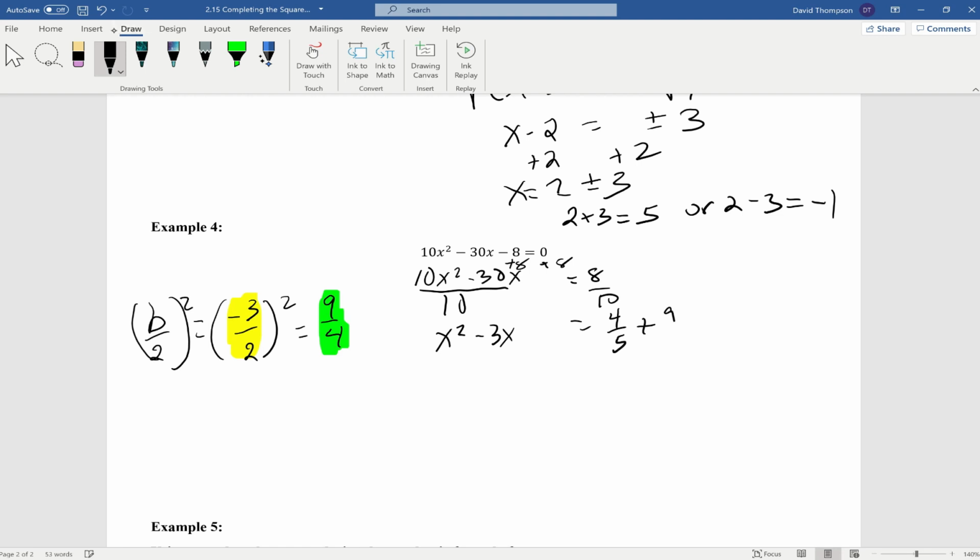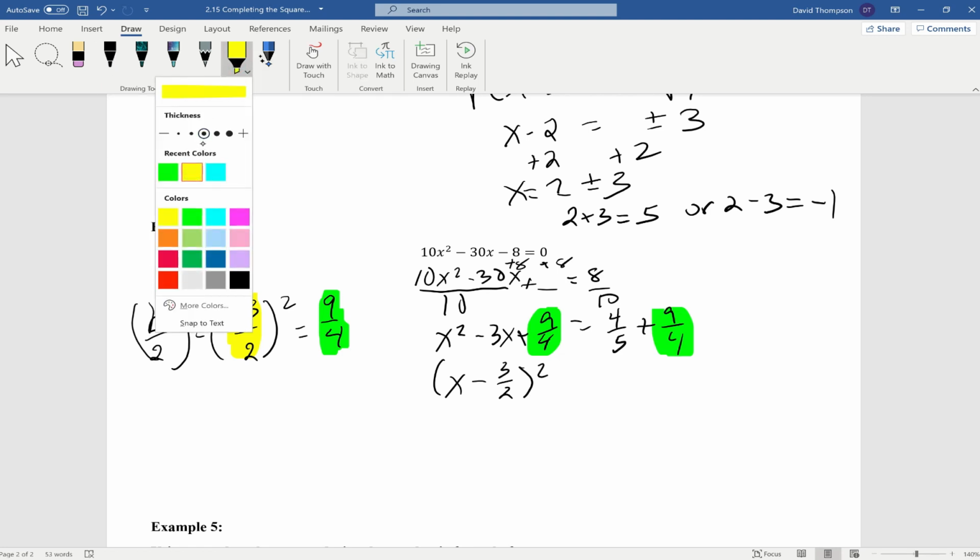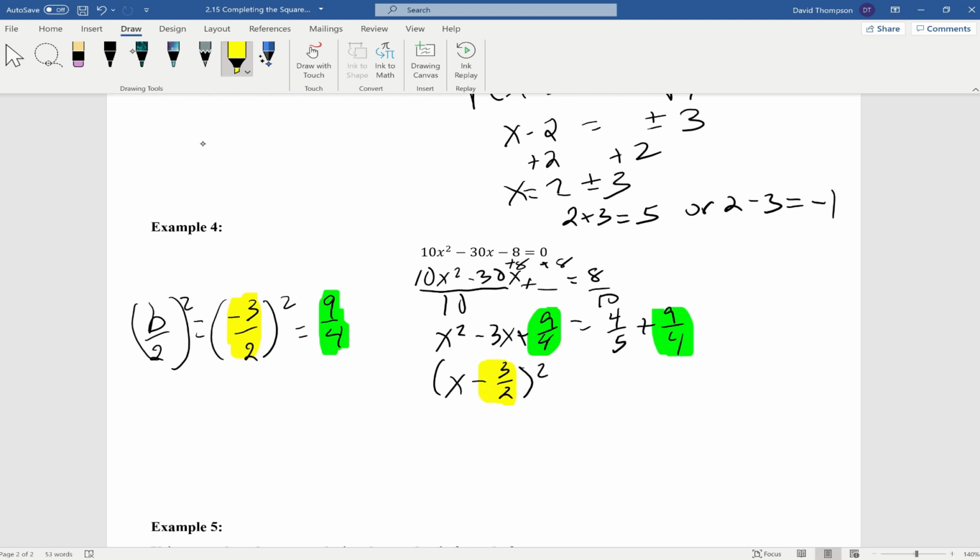So we'll add 9/4 to the right side and 9/4 to our blank. So now we're going to just factor. So we're going to have x minus 3/2 squared, and the 3/2 again came from that middle piece, equals 4/5 plus 9/4.